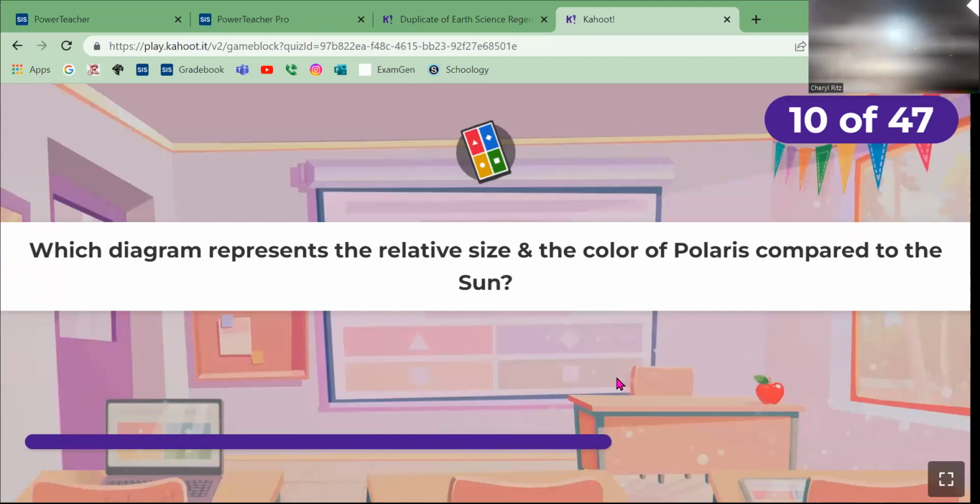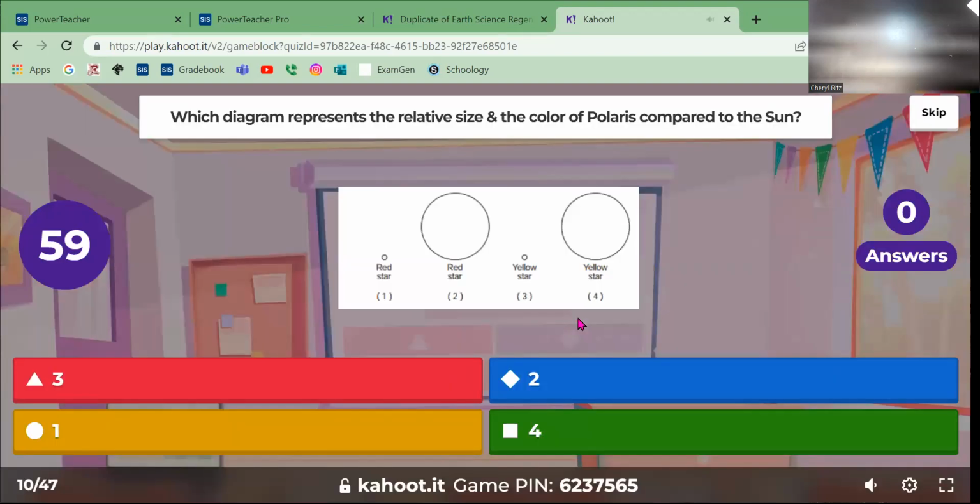Which diagram represents the relative size and color of Polaris compared to our sun? So is Polaris smaller or larger? And its color. Just go, is it large or small, and what's its color?